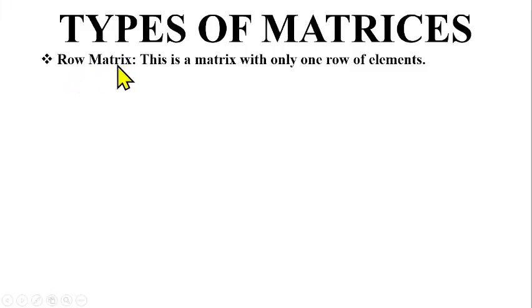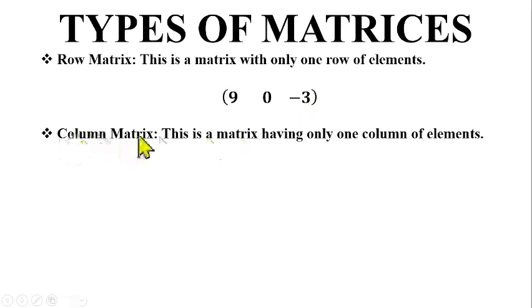This is the matrix with only one row of elements. So that is when I have a matrix and that matrix has only one row, that is called a row matrix. A matrix with only one row is called a row matrix. An example is what you're having on the screen right now. This is an example of a row matrix, simply because it has only one row.